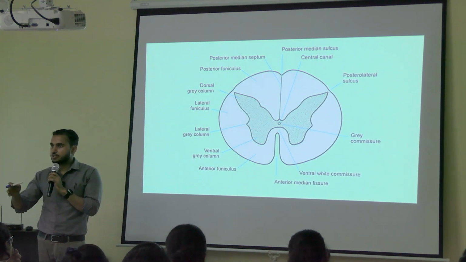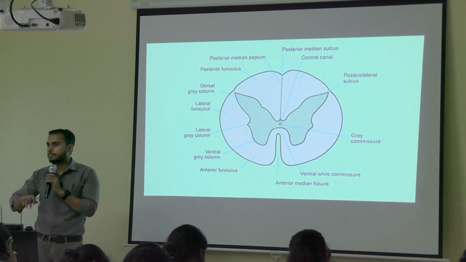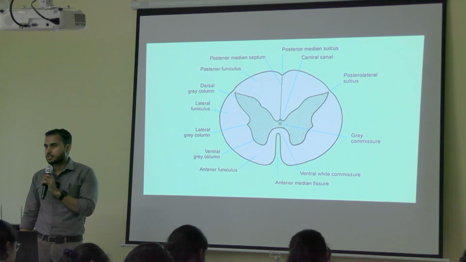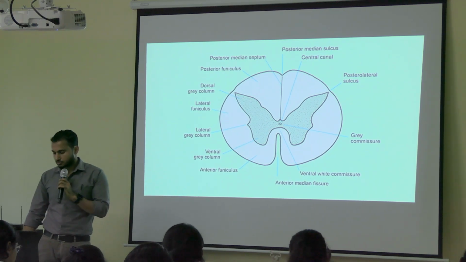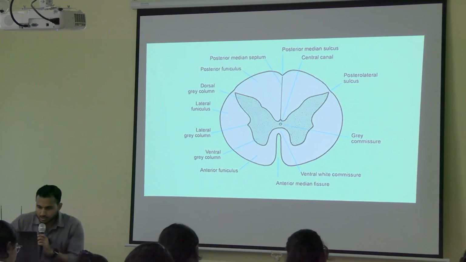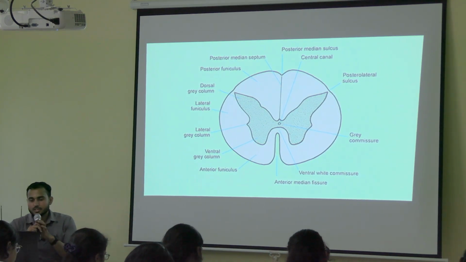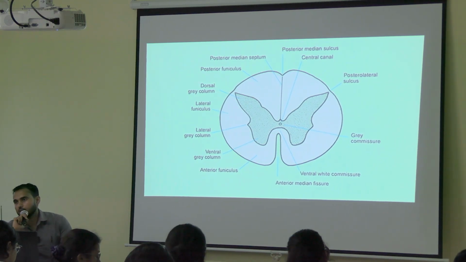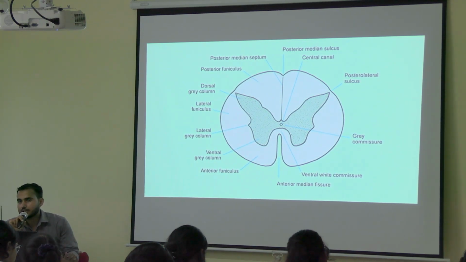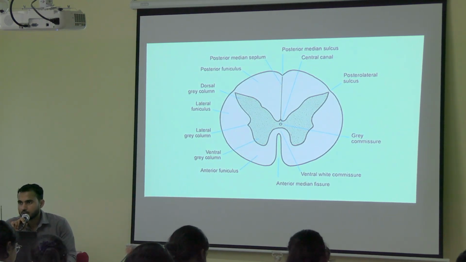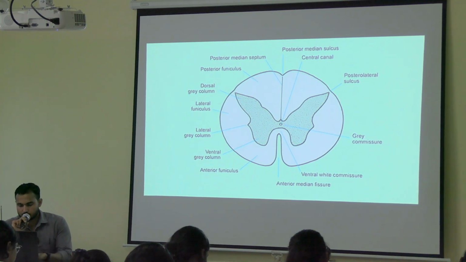Same for descending, same hota hai. When it is descending, through which part of the white column it is passing. Okay, so that's why it is divided into three different types of white column: anterior white column, lateral white column, and posterior white column, also called funiculus.